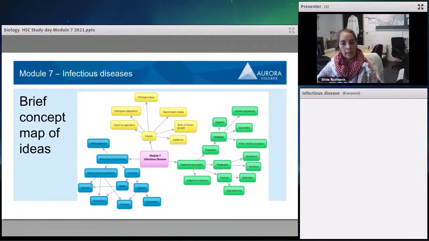So I put in there your module, so you can have a screenshot of this, and your teachers can have a screenshot of this. This is the relationships of all the ideas in the module, right? So all the causes of the diseases, all the treatments and control, and all the responses at immunity level.